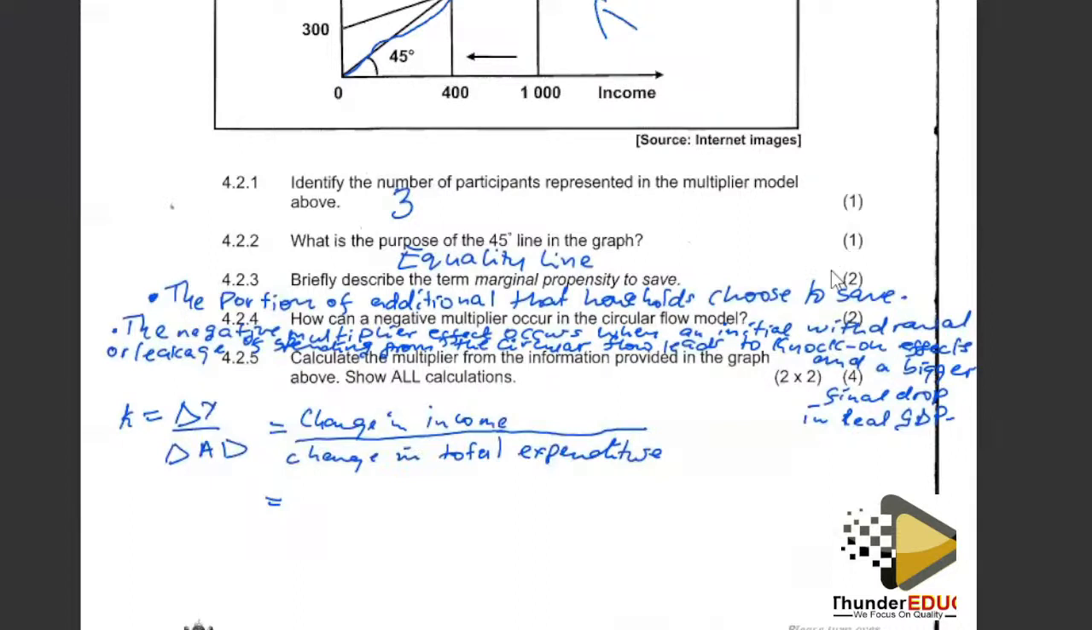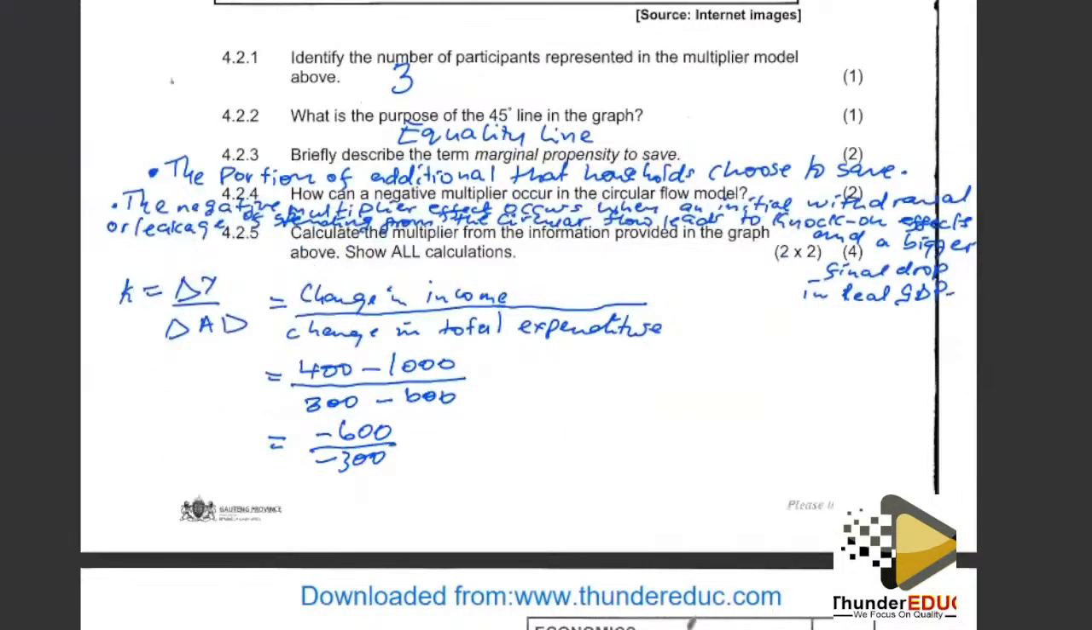So when we substitute, we say 400 because this is the initial income, then we subtract the second income, then we divide by 300 because 300 is our initial expenditure, minus the second expenditure, 600. So when we calculate, we are left with negative 600 divided by negative 300. Remember, Grade 12s, in maths, negative divided by negative normally gives us a positive. That is not me, it is the rule of mathematics. So 600 divided by 300, we are left with 2. This 2 is our multiplier. So this is what the question needed us to calculate.